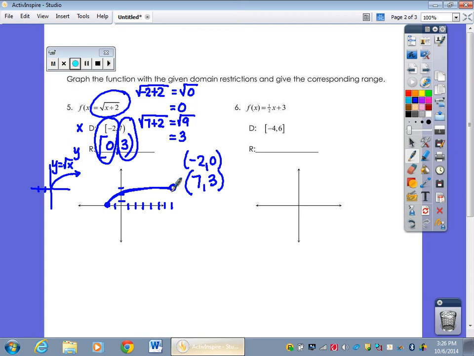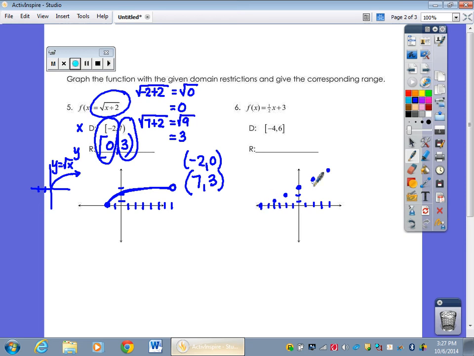All right, over here, we have 1/2 x plus 3. That's a line. So since this is a line, you need to graph the line. Everybody should know how to graph a line. We begin at 3. We go up 1 and to the right 2. And then up 1 and to the right 2. Or down 1 and to the left 2. Down 1 and to the left 2.